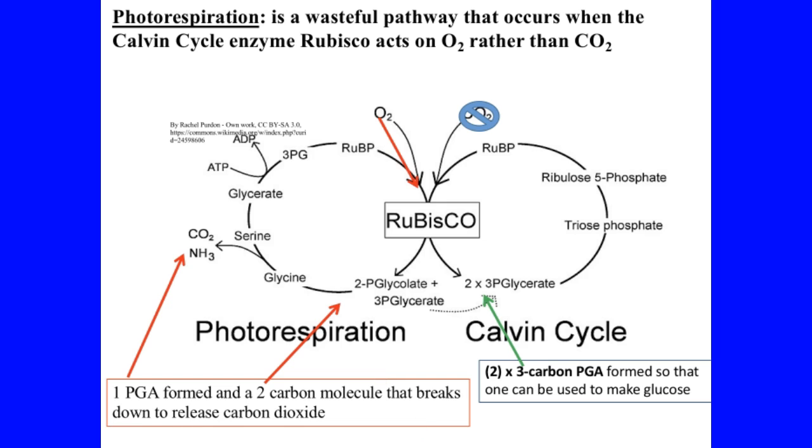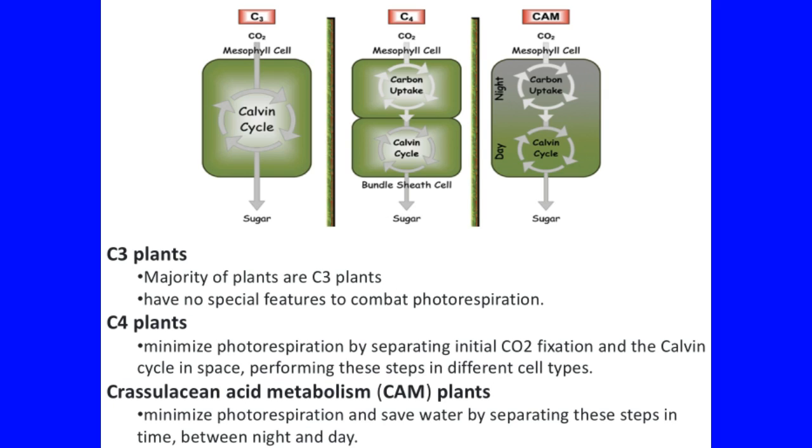So why would plants actually have this as an option, or even be able to do a pathway that's so wasteful? Well, the reason being, during times of drought, or depending on where the plant is located, they might have to undergo photorespiration when they have to close their stomata or their guard cells, because they do not want to allow gas exchange to occur. So you are going to want to know the differences between these kind of plants.